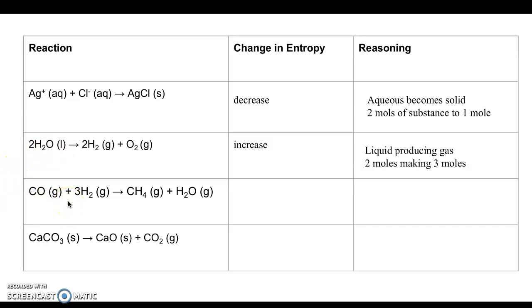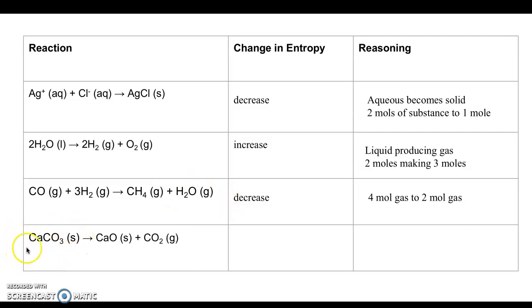Let's look at our next equation. So we have a combustion reaction here. We have gases on either side, but on our reactant side we have 4 moles of gas. On our product side we have 1 plus 1, which is 2 moles of gas. Therefore, we see a decrease in entropy. We have a reaction here where we have 4 moles of gas turning into 2 moles of gas. We have less gas particles overall, therefore a decrease in entropy.